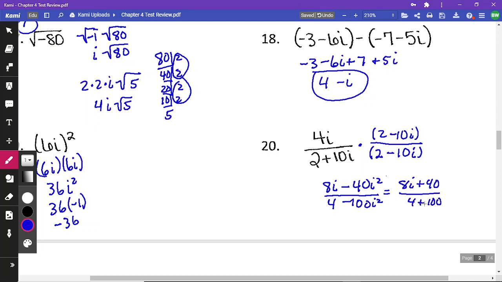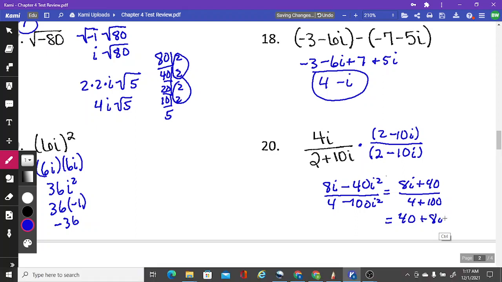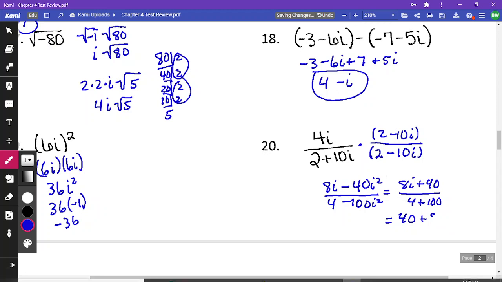Okay, so we're almost done. We simplify, and on the numerator we're going to switch the order because we put the real part first. So that's 40 plus 8i. Sorry about that. And in the denominator we just are going to combine that. It's 104. Now I'm kind of short on space here, but I do have enough room to do what I need to do for the last step.